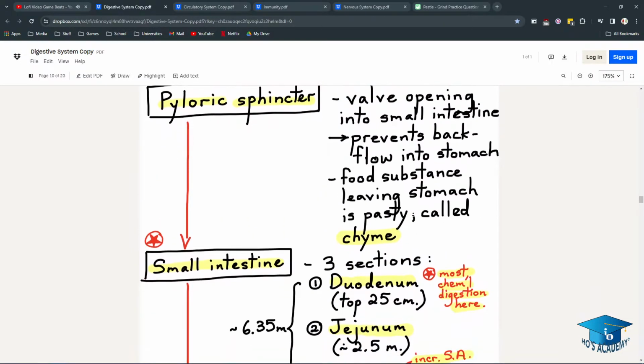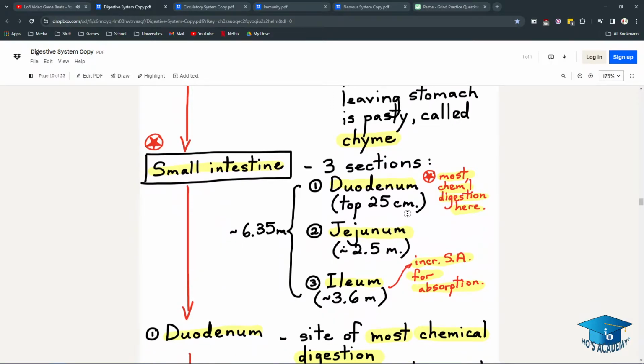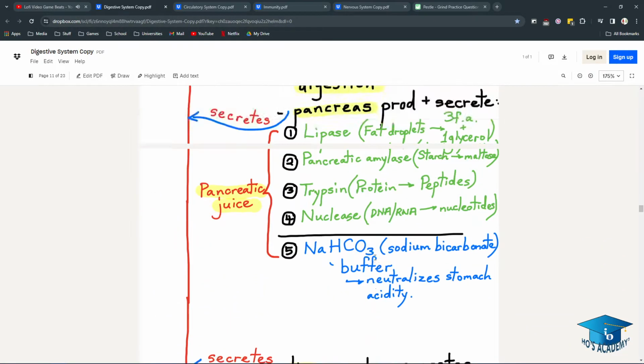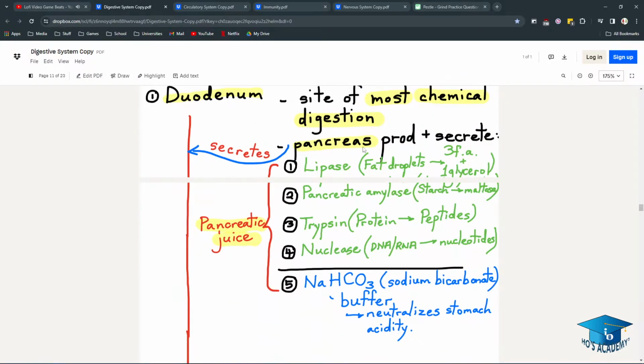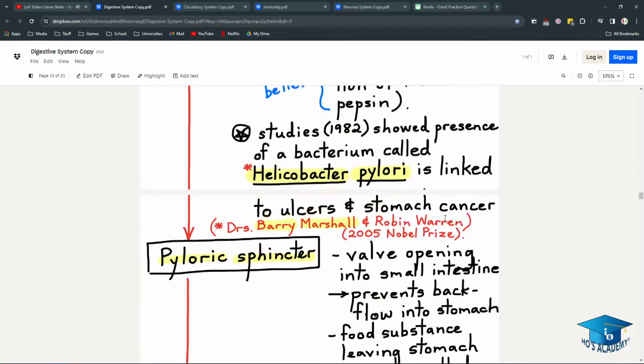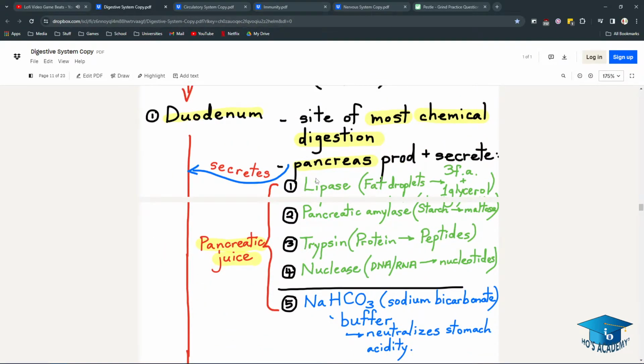So this chyme will actually leave and go to your small intestine, for which there are 3 sections. 25 centimeters, 2.5 meters, and then 3.6 meters approximately. Duodenum is the site of the most chemical digestion, meaning that all these fancy enzymes are released here and digest the rest of your food that has not been digested yet. So you'll remember only starch has been partially digested, and your proteins should be broken down into peptides by now, according to this. So the first of our enzymes is lipase, which turns fat droplets into fatty acids and glycerol in the ratio they're supposed to be in, 3:1.